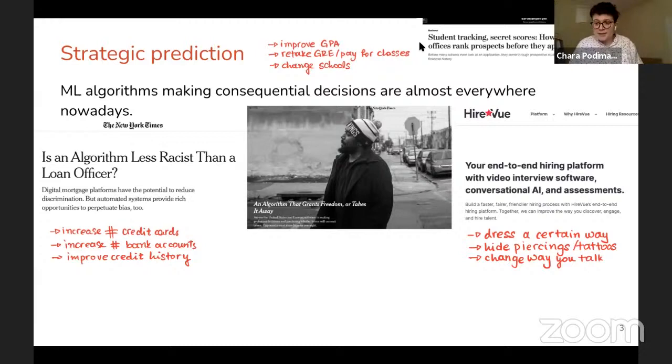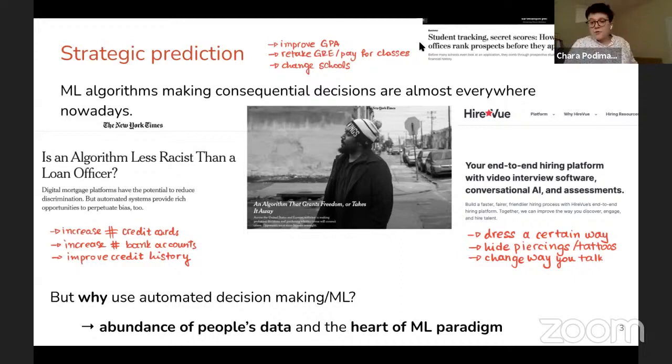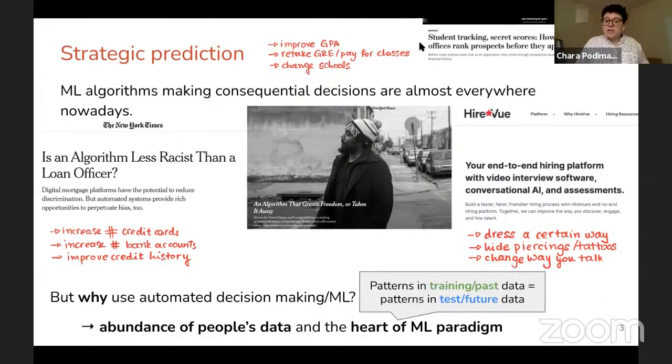And before I tell you why this strategizing basically, quote unquote, destroys standard machine learning algorithms, I'd like to remind everyone in this audience today, why did we start using machine learning algorithms or automated decision making in the first place? Now, the reason, according to what I believe, is that, first of all, we have an abundance of people's data nowadays, and this is something that we will not be focusing on for this tutorial. But the second reason is the very heart of the machine learning paradigm. And at the heart of the machine learning paradigm, I define this translation that says that if you see patterns in some training or past data that you have, you can use these patterns because they are the same or pretty similar for the test or the future data that you have.